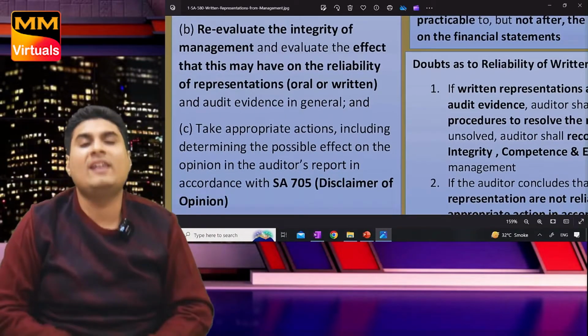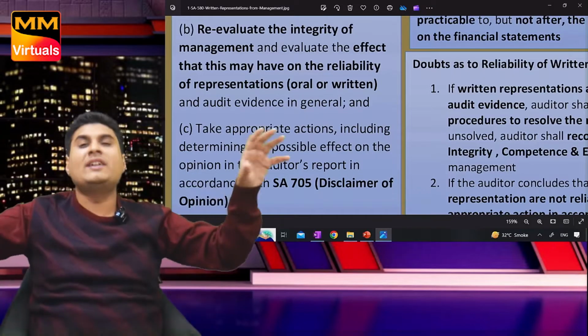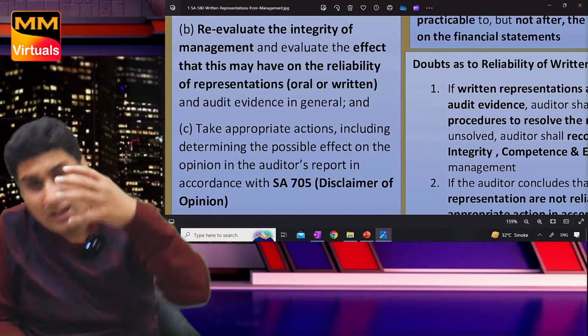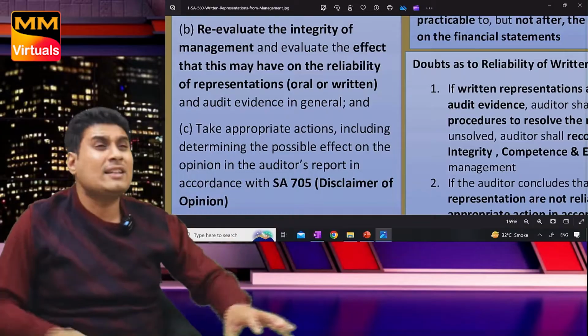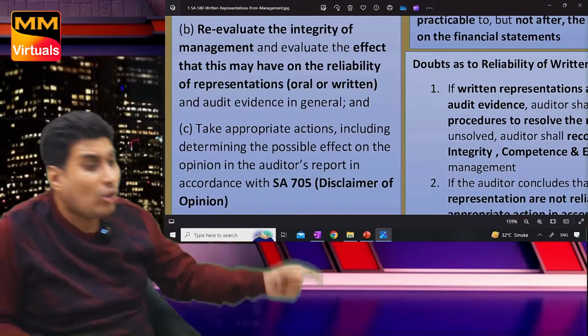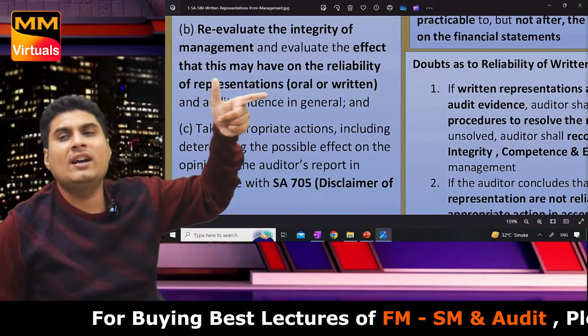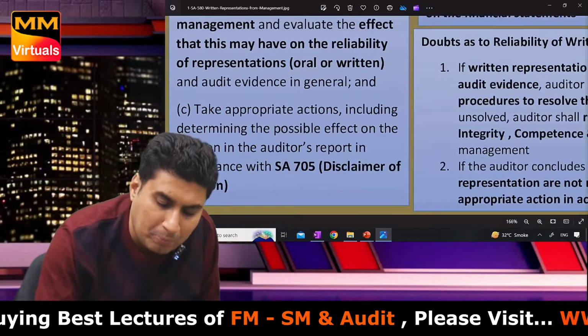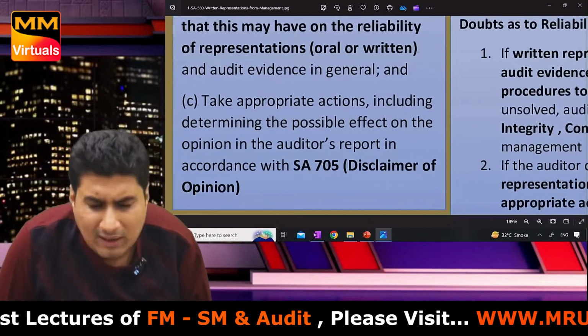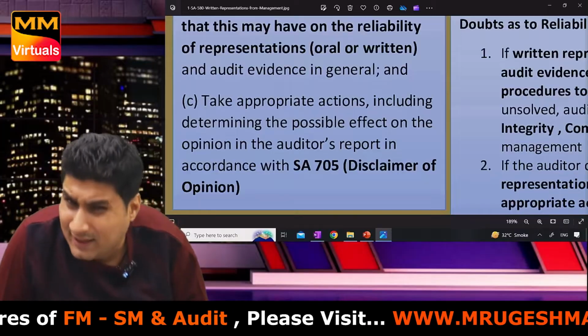And the effect it will have on written representations, oral or written, or audit evidence in general. If they are not giving, re-evaluate the integrity of the management, and the effect this will have on audit evidence. Tell them the risk of material misstatement will be very high. Are you clear? And if I don't get evidence, I can also give a disclaimer report. Take appropriate action, including possible effect in the auditor's report as per SA 705.